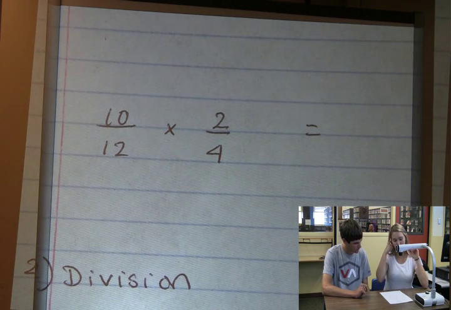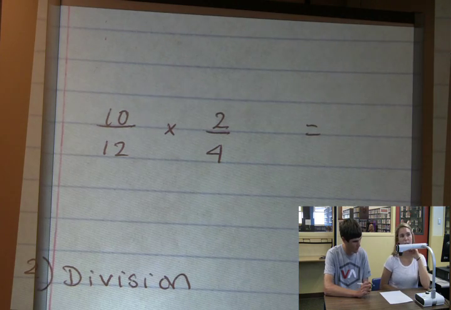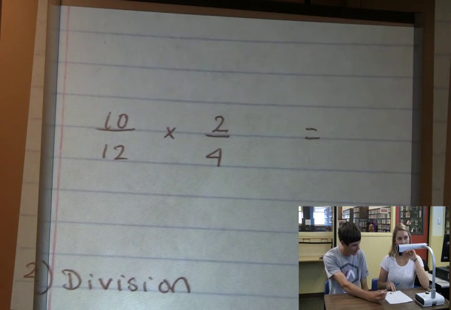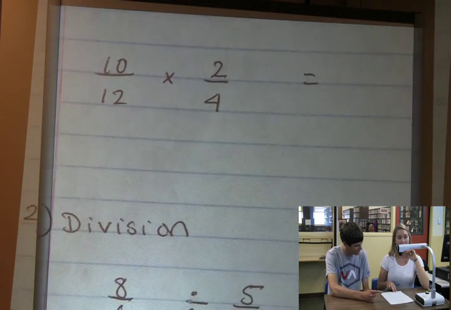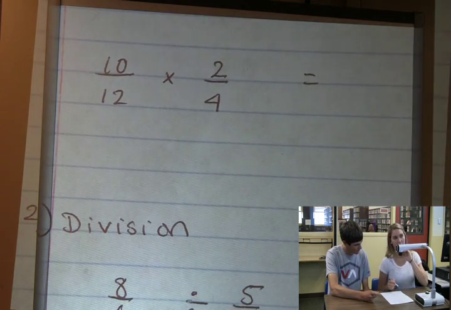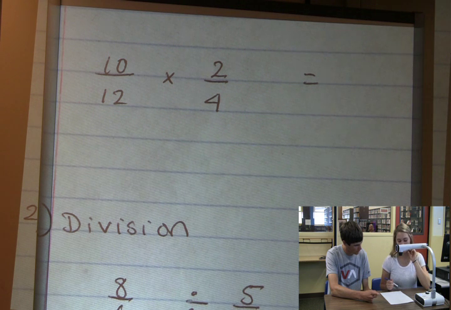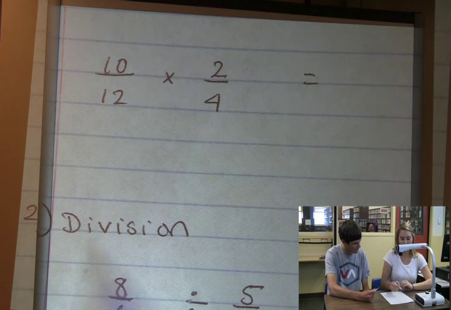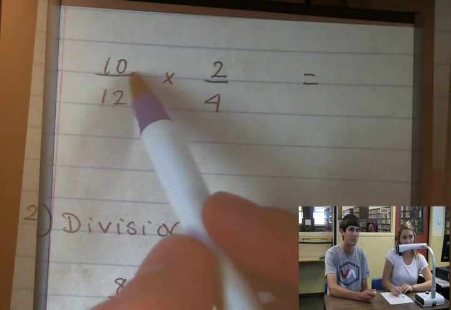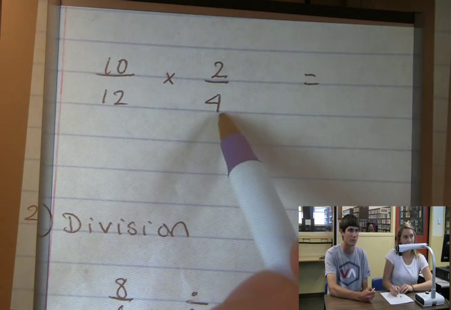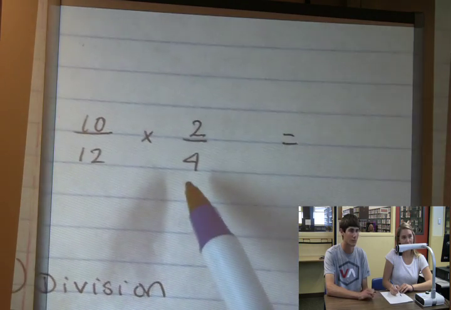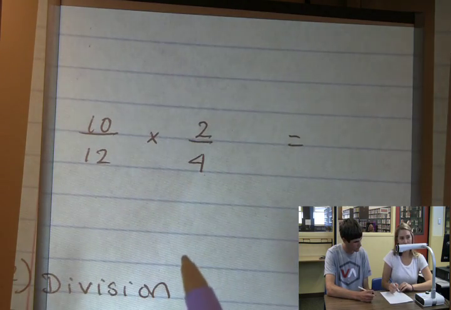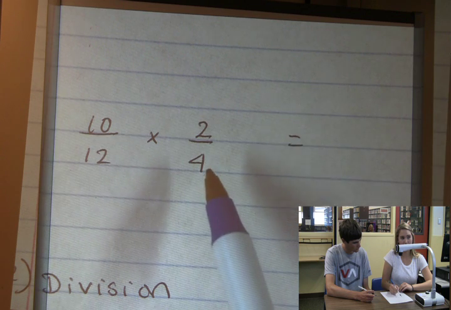how do you think you would do this one based on the previous one? Would you multiply the numerators and then the denominators? Exactly, and before you do that, you can actually do cross-canceling, which reduces the numbers and makes your multiplying a little bit easier. So cross-canceling means you can look at 10 and look at 4 and divide them by the same number in order to make them smaller.